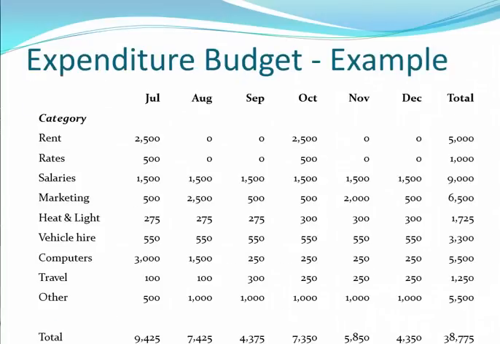Here's an example of an expenditure budget. Each month showing all the costs that are going out of the business and totals for the month, with a total for that 6-month period.